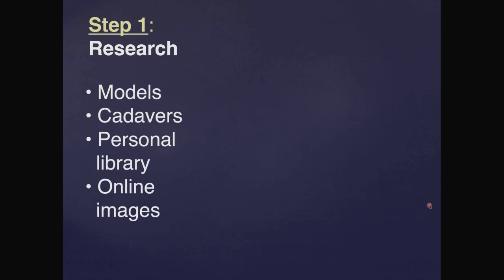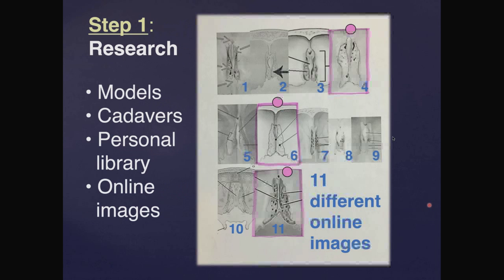So here's something I recently did, and I'm giving you an example. I'm showing you the last bullet, online images. Here are 11 different online images, and it's all of the same thing. These are different online images of a bone inside your skull called the ethmoid bone, and you're looking at it from the top. You're just seeing one little piece of it from the top. So notice I got 1, 2, 3, 4 in the first row, 5 through 9 in the second row, and then 11 different images.